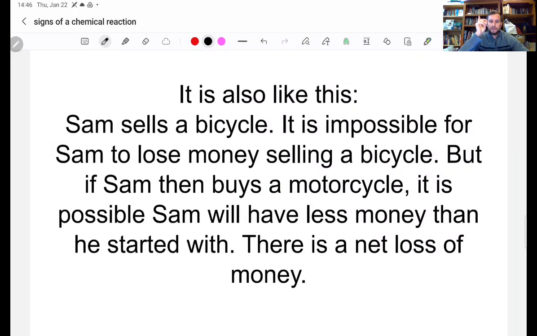But if Sam then buys a motorcycle, it is possible Sam will have less money than he started with. There's a net loss of money. So similarly, if we start with a certain amount of energy, yes, breaking bonds always requires energy. But then if the forming of the new bonds releases a lot of energy, or is way lower energy than the original bonds, then there is a net release of energy. Just like Sam can sell his bicycle and get some money, but he can still net lose money if he then buys something more expensive than what he started with. Okay? Kind of similar as a metaphor.